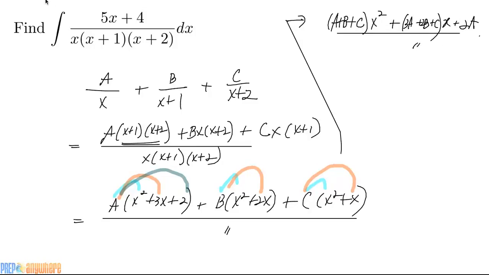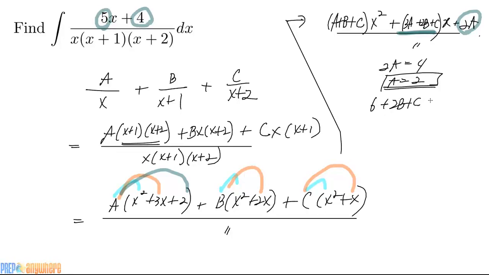Now this tells me this constant has to equal 4. So 2A must equal 4, so A is going to be 2. And then this coefficient of the x will equal 5. So let me plug in 2 in there. You get 3 times 2 is 6, plus 2B plus C must equal 5. So that means 2B plus C is equal to -1. Let me call that equation 1.